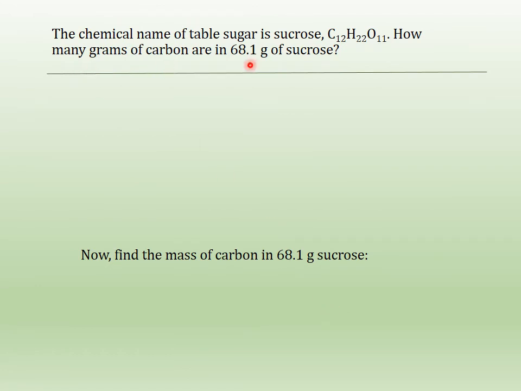All right, so now this is a little bit different kind of problem. The chemical name of table sugar is sucrose, C12H22O11. How many grams of carbon are there in 68.1 grams of sucrose? Now you're just focusing on grams of carbon. You're not focusing on the entire glucose, or excuse me, sucrose. You still need to find the mass of sucrose, but you need to find out how many grams of carbon there are in the sucrose.